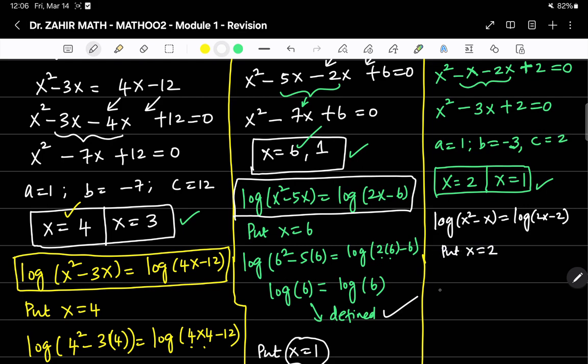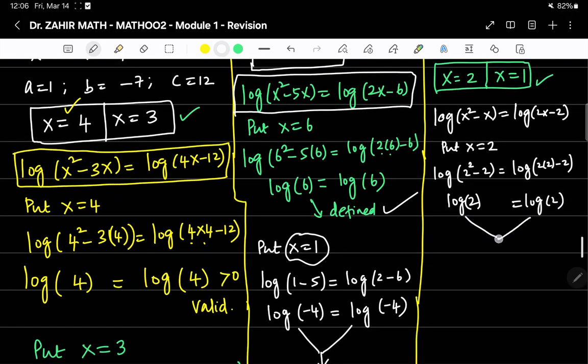So put x is equal to 2, right? When I put x is equal to 2, I will get log of 2 square, which is 4, 2 square minus 2, which is equal to log of 2 times 2 minus 2. So 4 minus 2 is 2. So log 2 here and here also log 2, right? So log 2 is what? It is defined. It is allowed, right? The value is there, which is greater than 0, right? Yes, it is allowed. So this solution, you can take it, no problem.